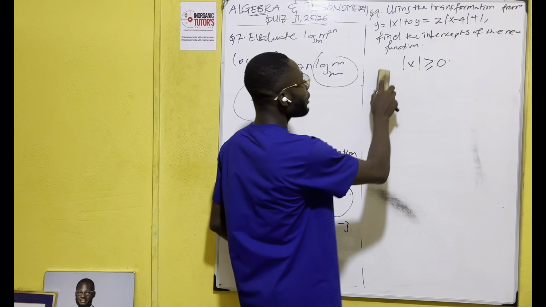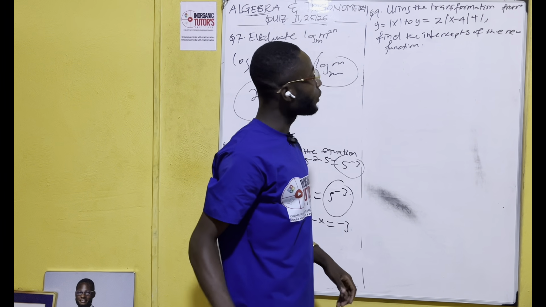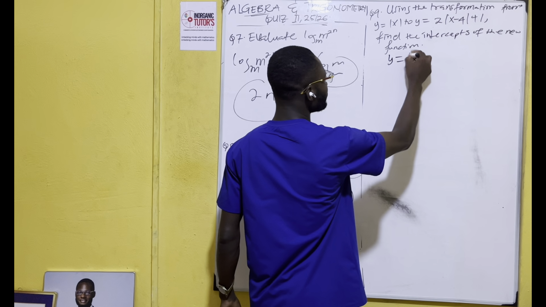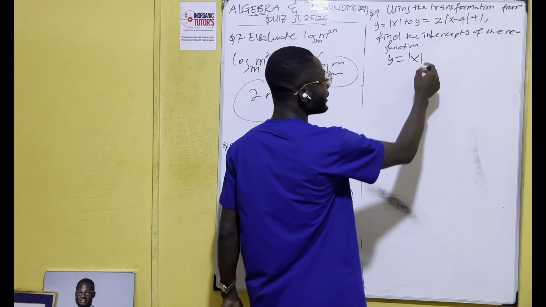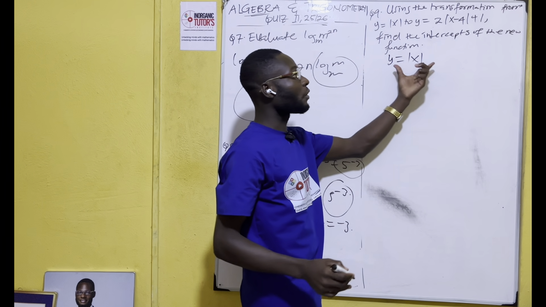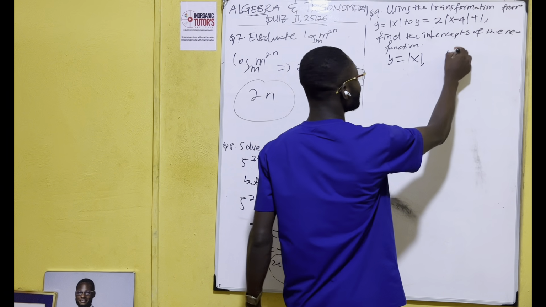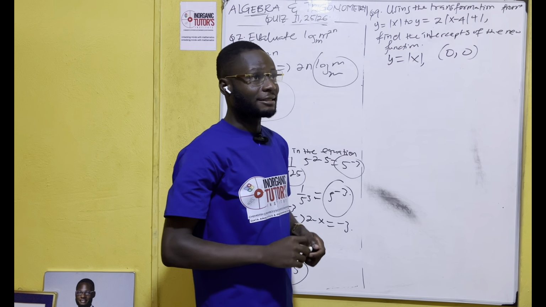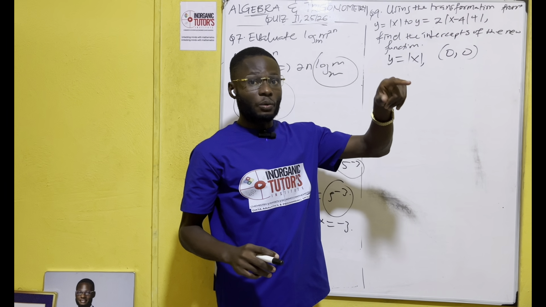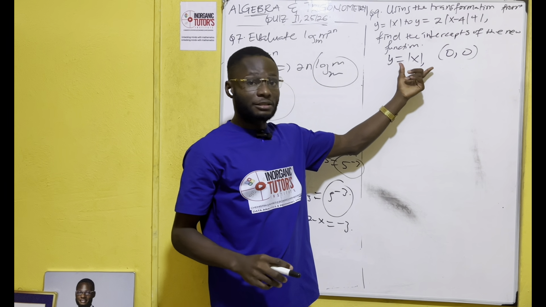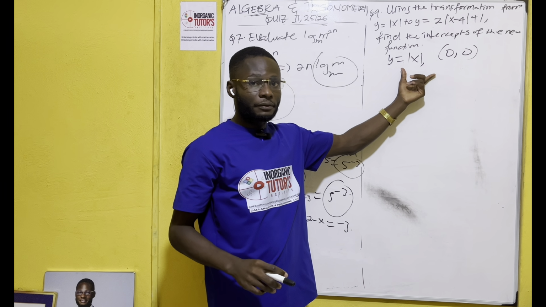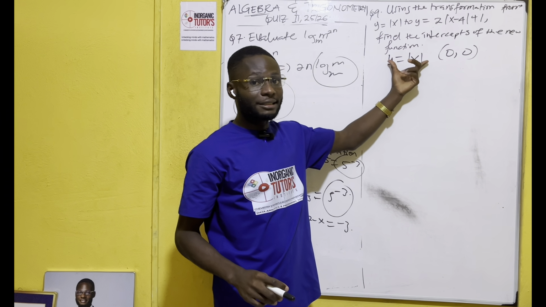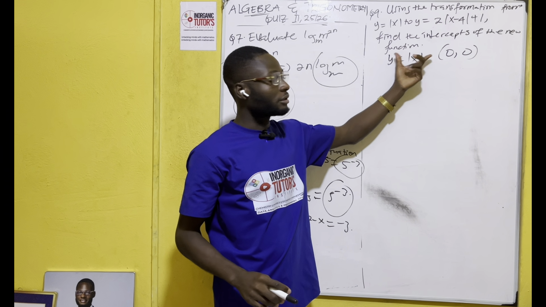Now, what we have here, the transformation is y equals absolute x, right? So the vertex for this is what? 0, 0, because absolute x is either greater than or equal to what? 0. So in this case, it's going to be 0, right? So the vertex for this transformation is 0, 0.